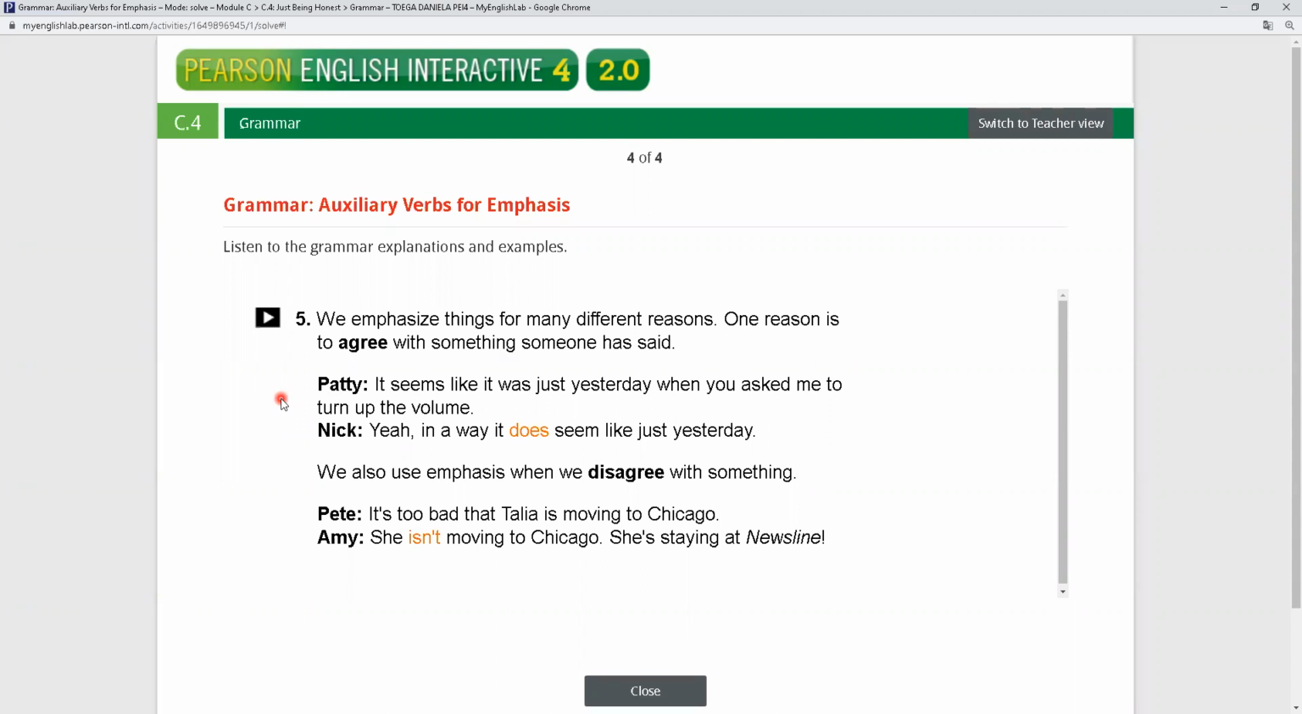Ok. Y podemos enfatizar tal vez las acciones por muchas razones, como para estar de acuerdo, ¿ok? It seems like it was just yesterday when you asked me to turn up the volume. Yeah, in a way, it does seem like just yesterday, right? O también para mostrar un desacuerdo.